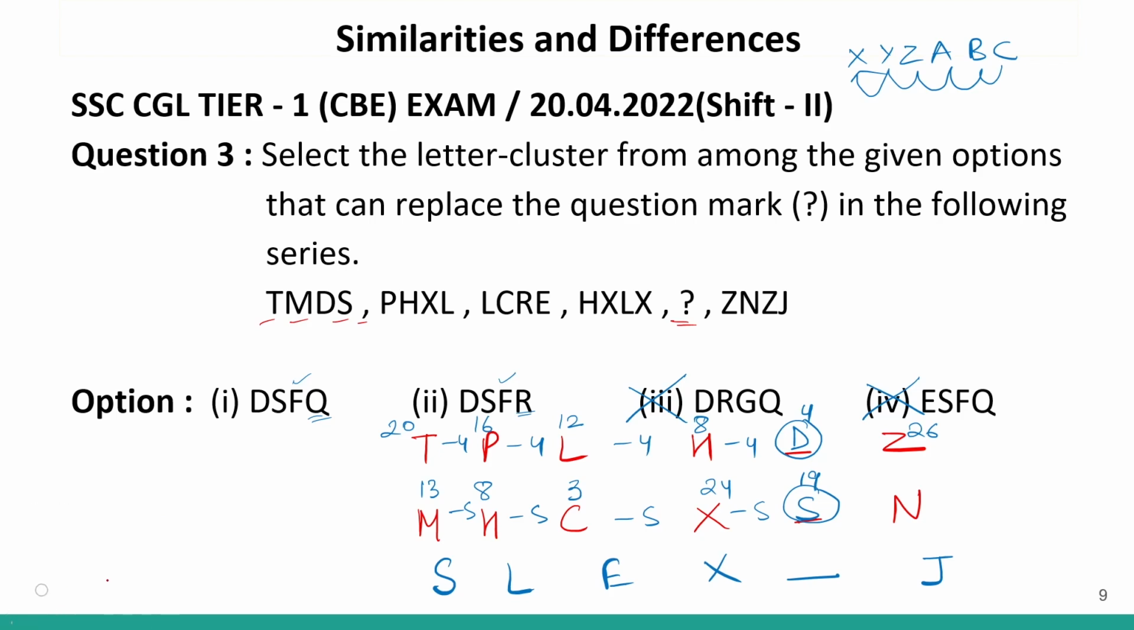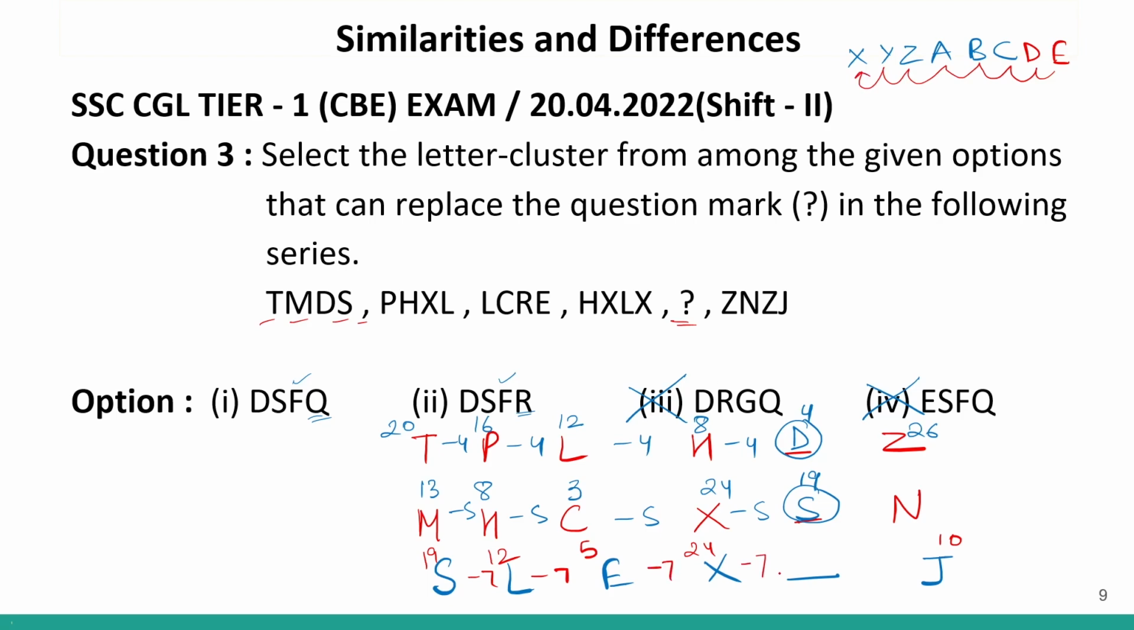Correct? So for the last series, the ranking for S is 19. For L, the ranking is 12. For E, it is 5. For X, it is 24. We have to find out the missing term. And for J, it is 10. Here I can see -7, -7. From E, if we are going to X, 1, 2, 3, 4, 5, 6, and 7. So -7 over here also.